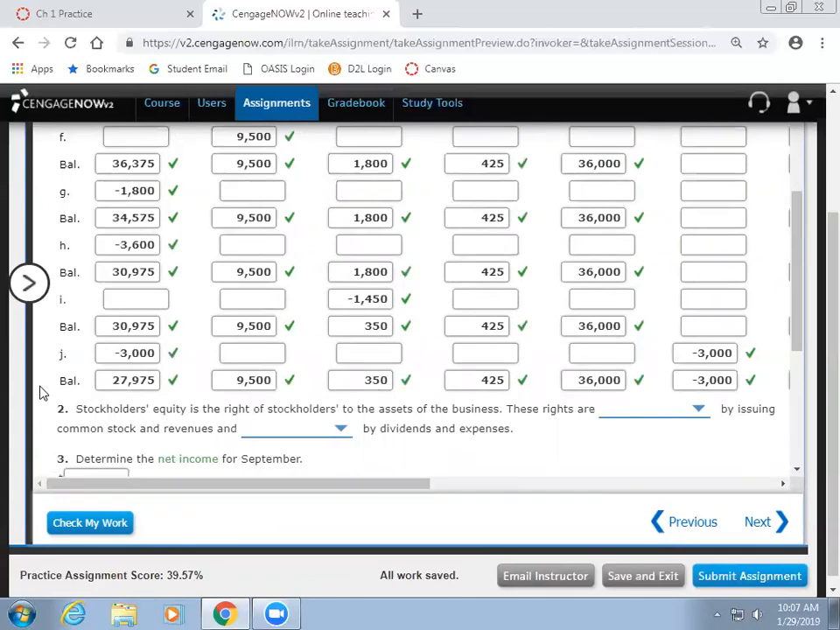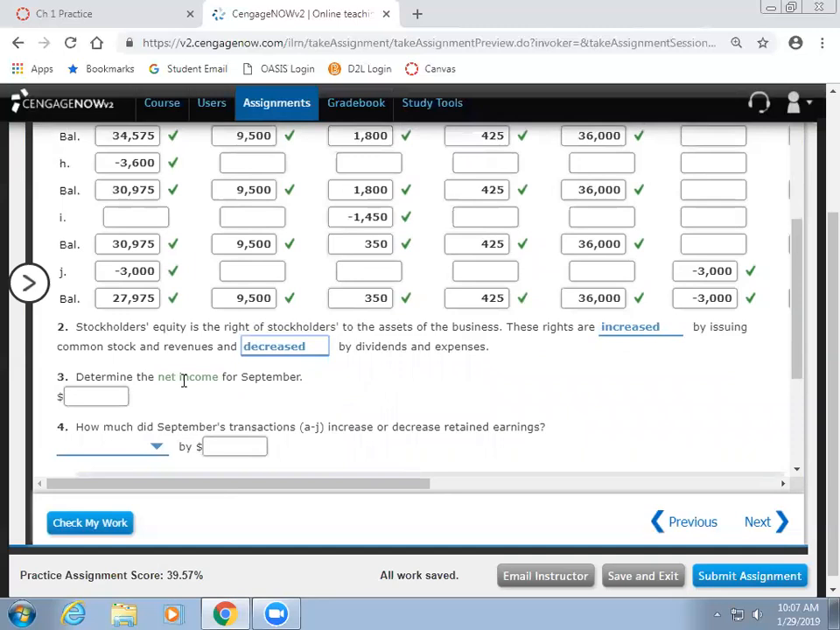Okay. So number 2 here is just asking a question or filling in a blank. Stockholders' equity is the right of stockholders to the assets of the business. It says these rights are, and if you click the drop down, it's either decreased or increased by issuing common stock and revenues. Do common stock and revenues increase or decrease equity? Increase, perfect. And then dividends and expenses, do they increase or decrease equity? Decrease, perfect. Again, we covered that, but it's just good to reiterate that as you're learning and trying to commit it to memory.